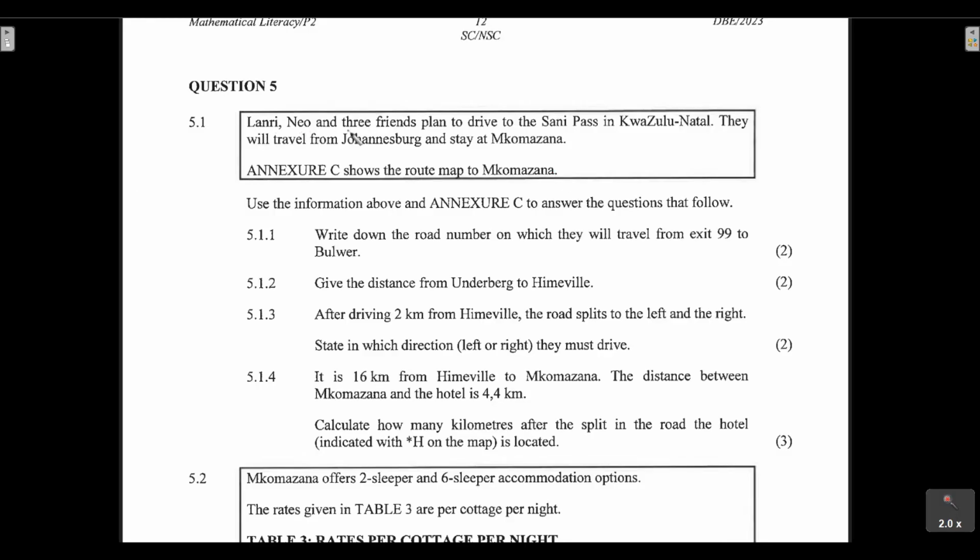Lanri, Nell, and three friends plan to drive to the Sunny Pass in KwaZulu-Natal. They will travel from Johannesburg and stay at Nkomazana. We are told that an extra C shows the route map to Nkomazana. We are told that we need to use the information above and an extra C to answer the questions that follow.